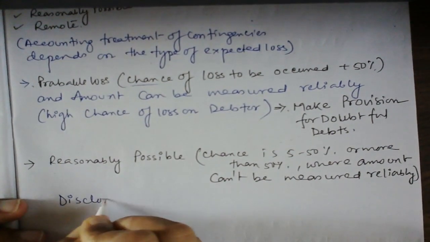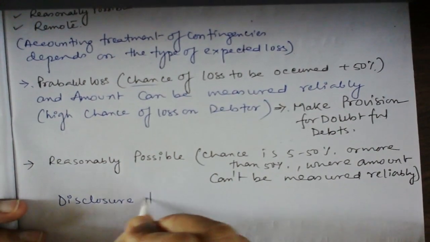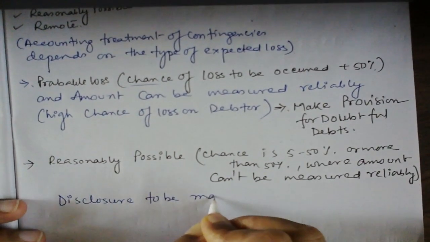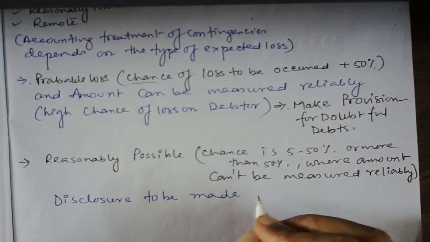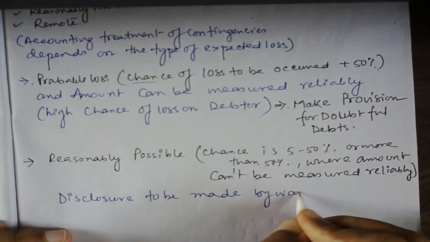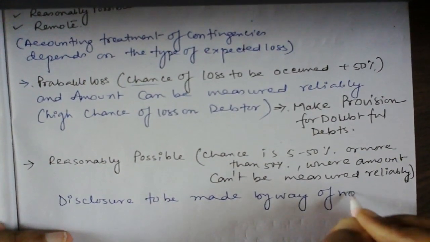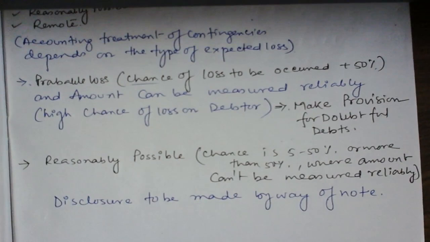Disclosure to be made by way of note. While you are preparing the balance sheet and P&L of the company, you just make a disclosure that this is the chance of losses. It may happen this and this. That's all. This is the chance of losses. Samjhe sir? Clear hai?